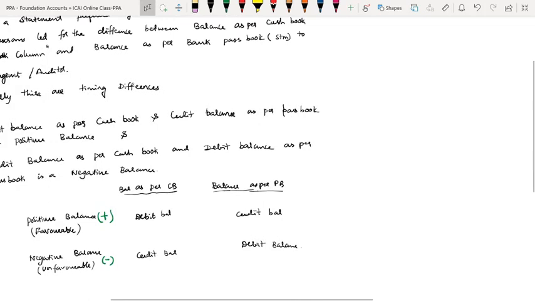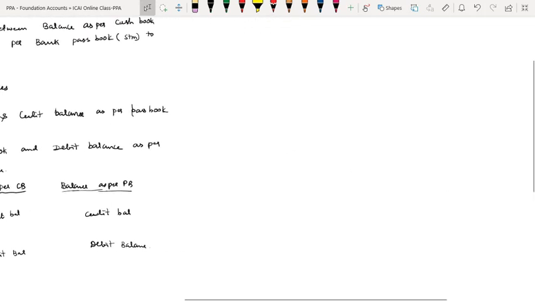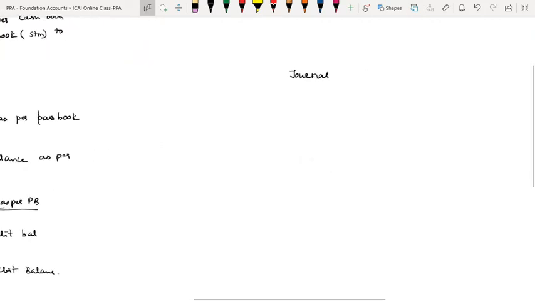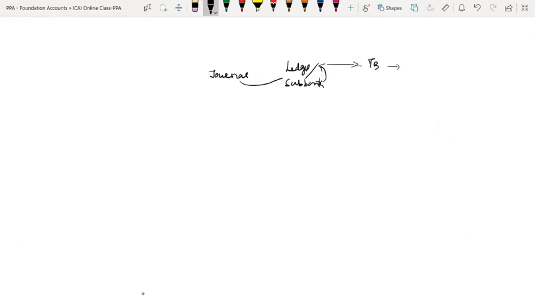Just for 1 minute I will deviate from the topic. Imagine, from your journal you will post to the ledger or subsidiary books. From subsidiary books it will go to the ledger, from the ledger it will go to the trial balance, and from the trial balance I am going to prepare financial statements. Got it?